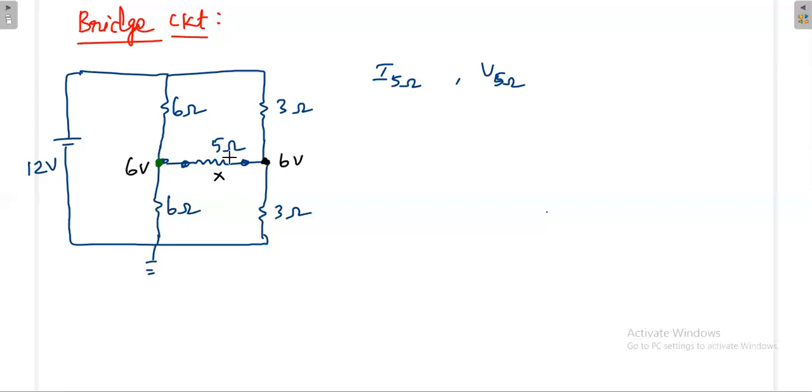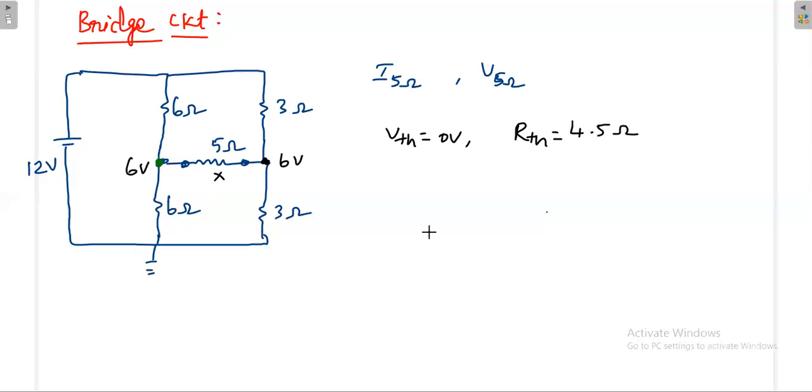Then what is happening? 6 volt and 6 volt. What is the Thevenin voltage concept? The difference between these voltages is the Thevenin voltage. Now clearly the Thevenin voltage is 0 volt. Then definitely some R Thevenin is going to come. 6 and 6 in parallel is 3 ohm, and 3 and 3 in parallel is 1.5. So 4.5 ohm is the R Thevenin.